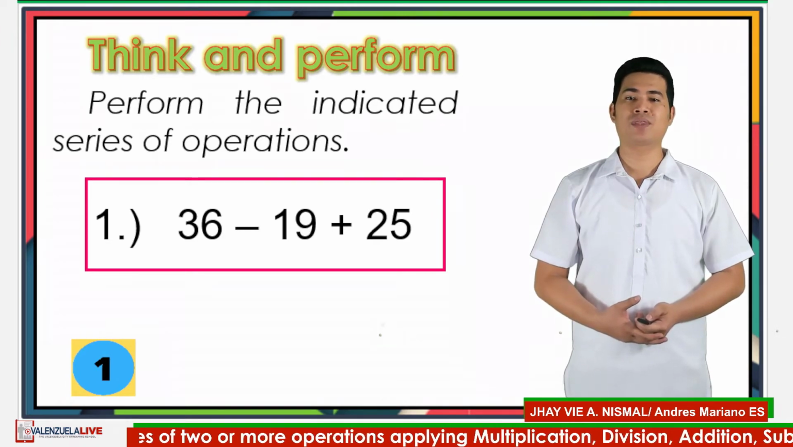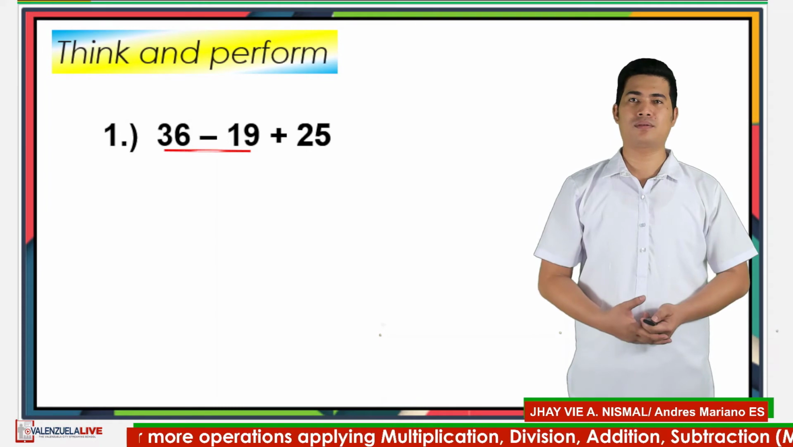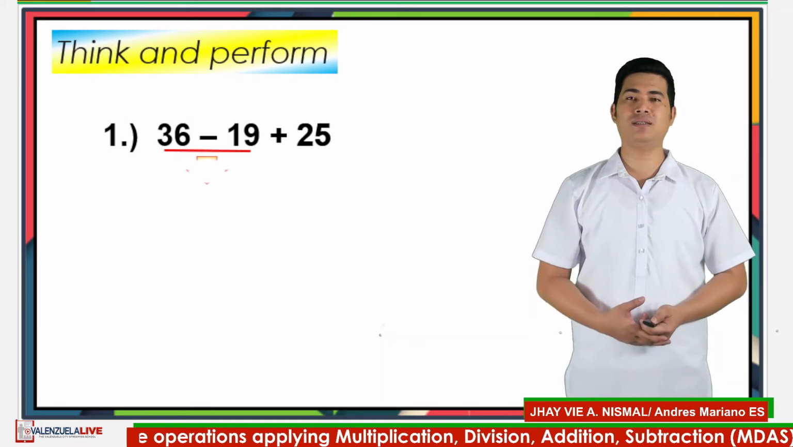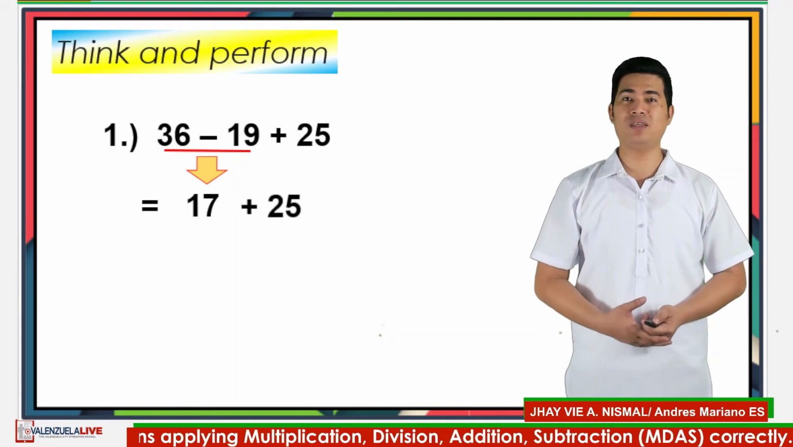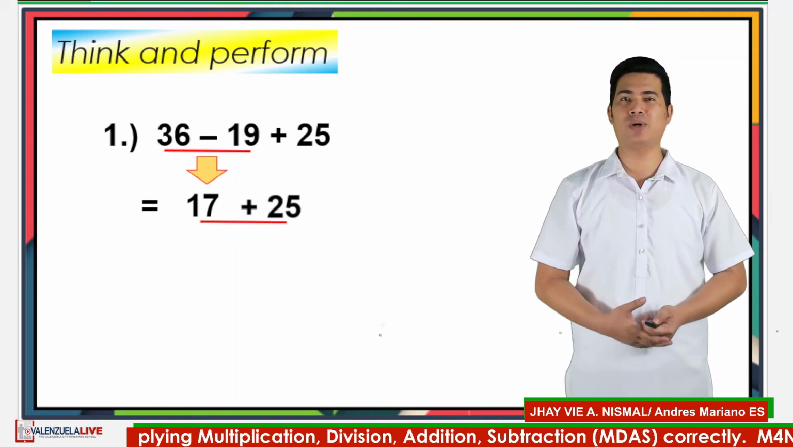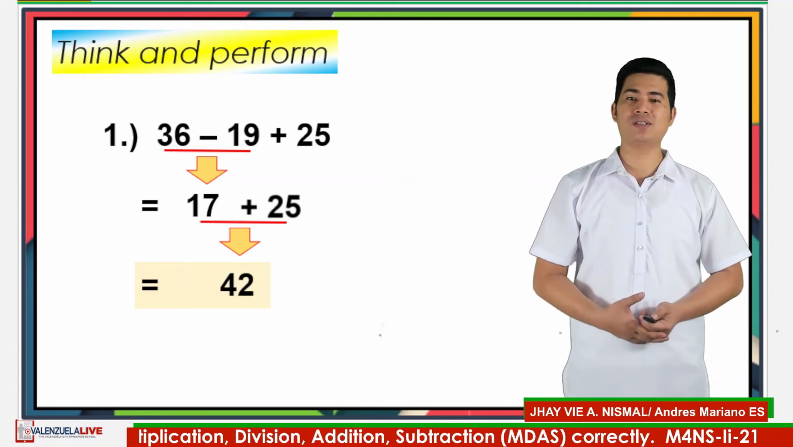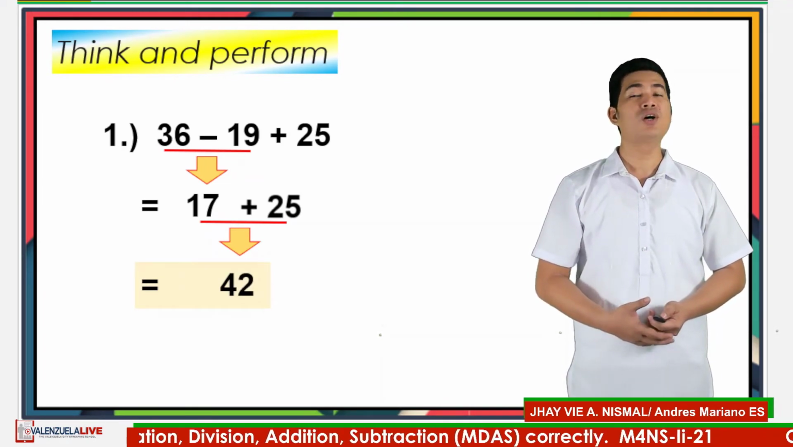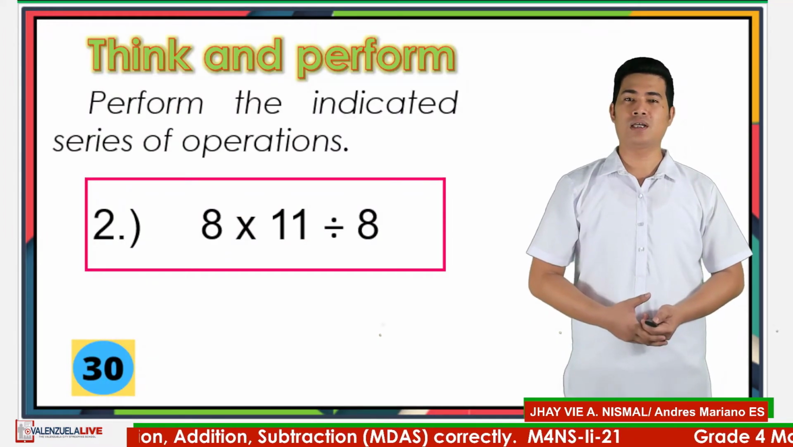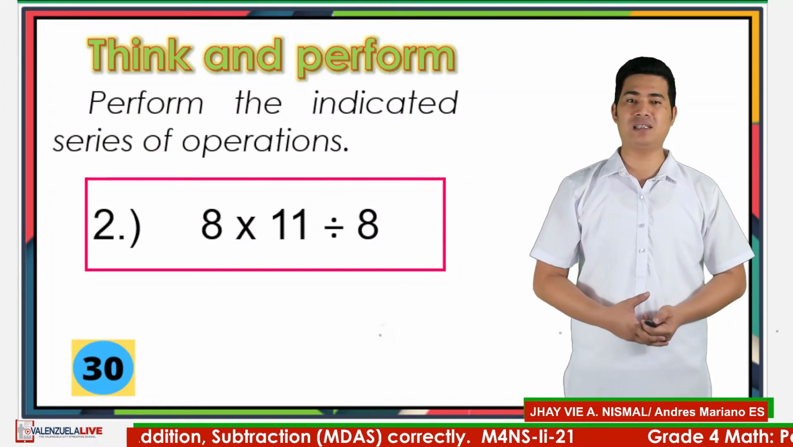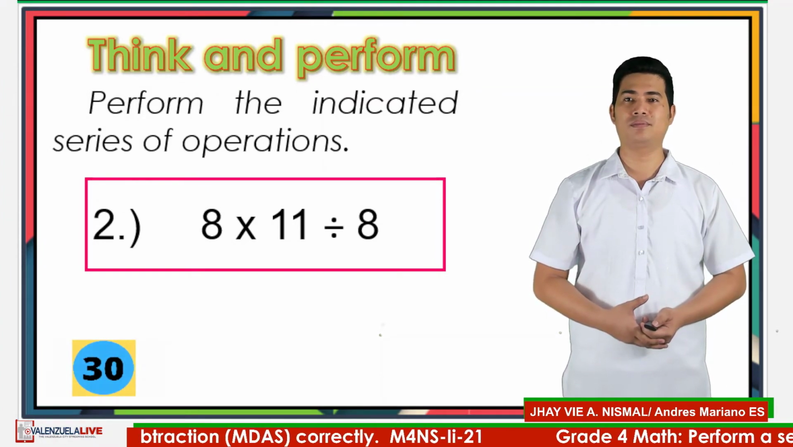Time's up. Let's find out the answer. 36 minus 19 is equal to 17. Bring down plus 25. 17 plus 25 is equal to 42. Is your answer the same as 42? You are doing great. Next, the product of 8 and 11 is divided by 8. Your timer starts now.